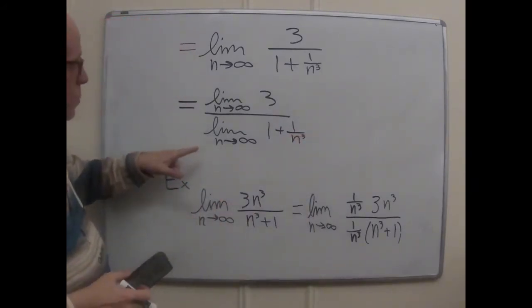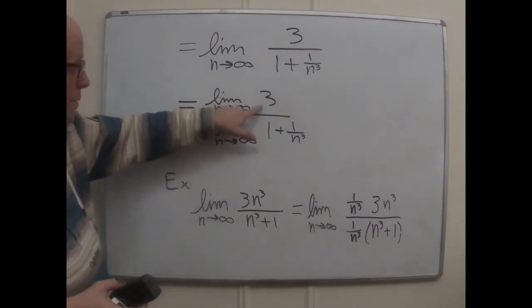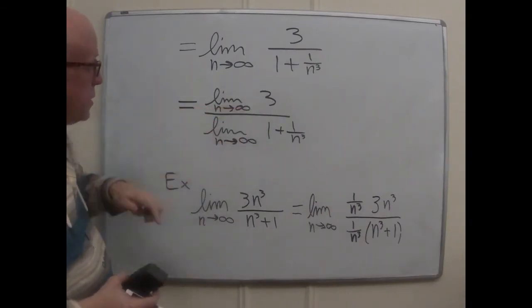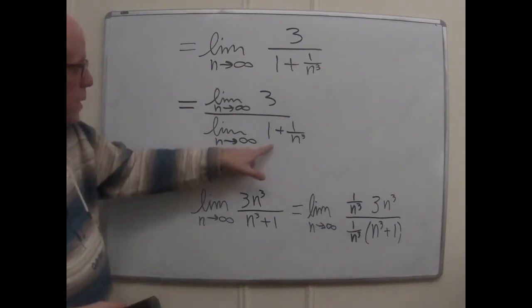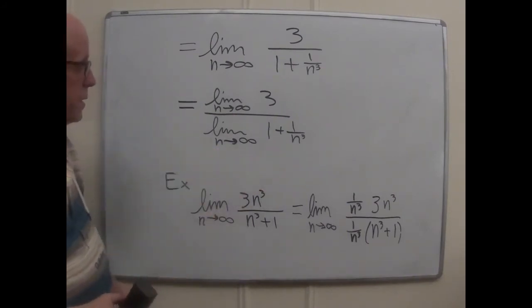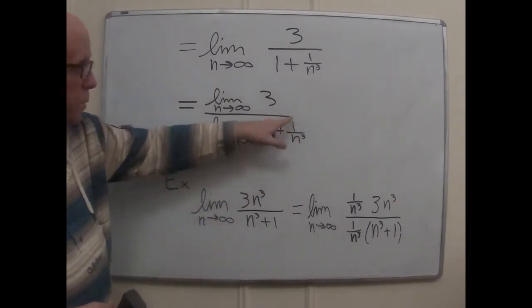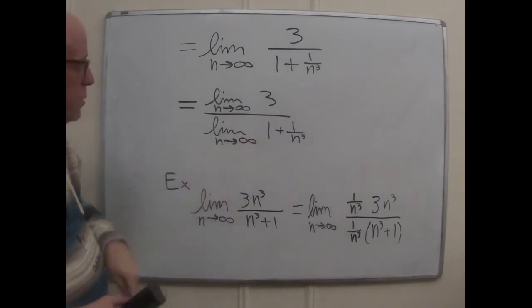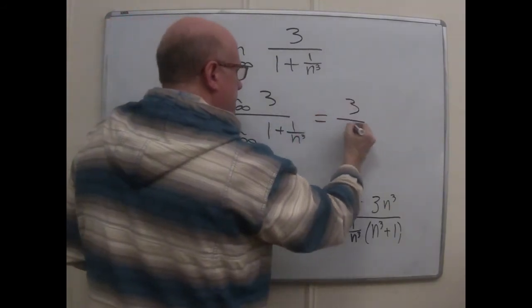Well, we know what both of these are. The top one, of course, the 3 is just the constant value 3, it's not changing as n changes, so the top is 3. And what's the limit of this bottom? That one's really easy to see. You've got 1 divided by a number that's going to infinity. This term goes closer and closer to 0, so we've got 1 there. So that's 3.